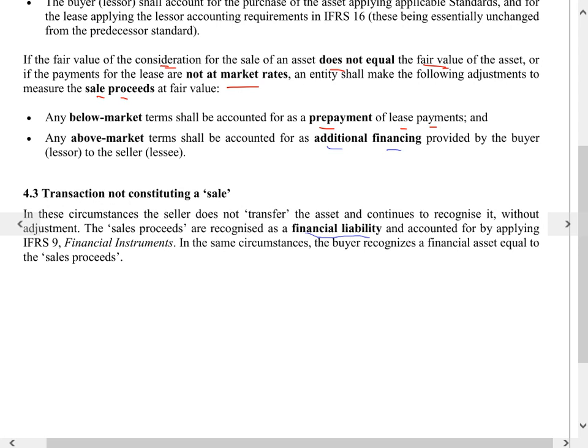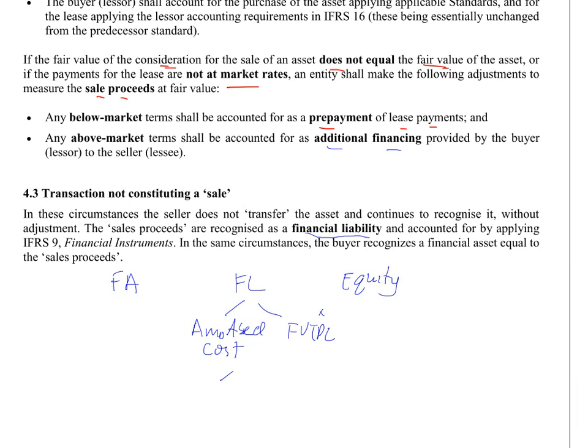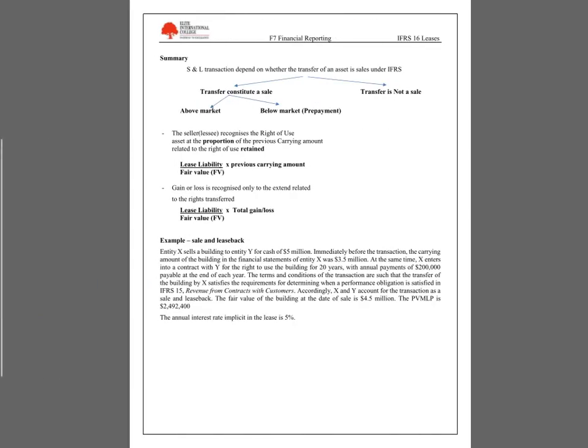Now, have you learned that this is accounted for by applying IFRS 9? We have financial liability, equity, and financial asset. Over here it is a financial liability, and we're going to amortize. Apply amortized cost or fair value through profit and loss. We don't learn fair value through profit and loss here, so amortized cost, plus effective rate minus the nominal rate. Because it's not considered a sale, we do not derecognize the asset. Money received is a liability.